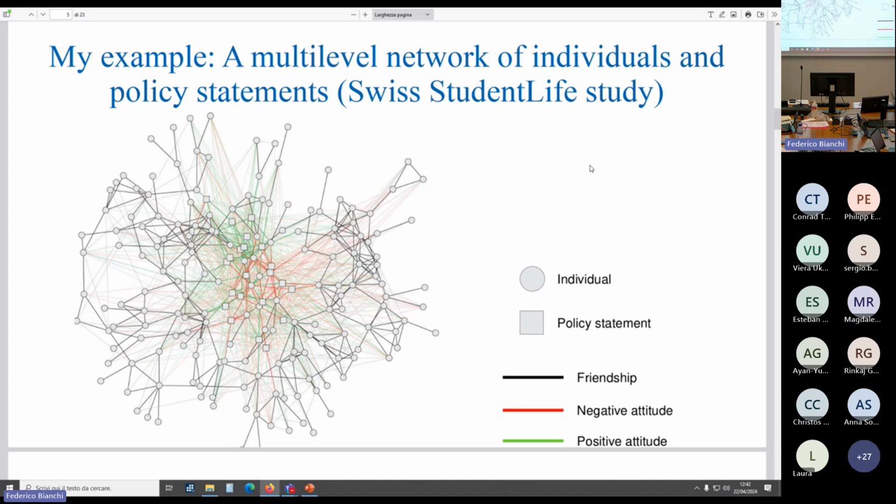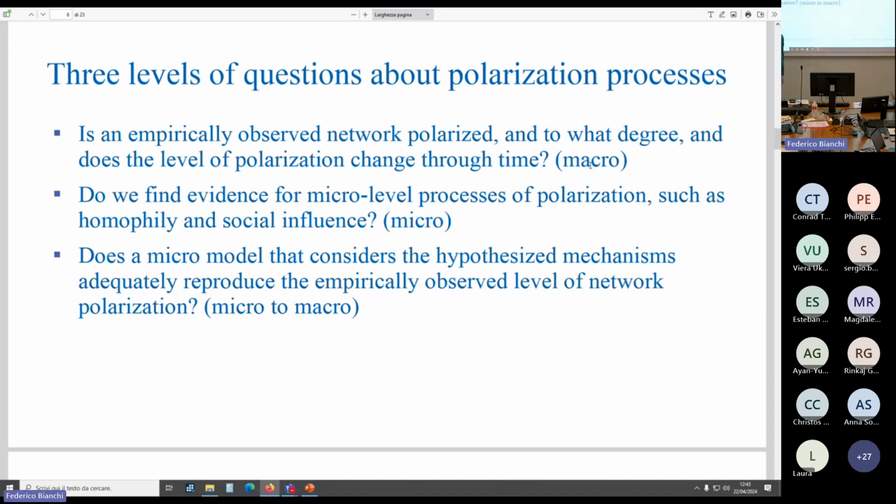We're looking at these two networks, or actually 3 networks. We have students and their friendship ties, and then students and their positive or negative attitude relations with those policy items. We look into this as a dynamic network model from a dynamic perspective. But what we can say is that we do not only have questions on the micro level, we actually have questions potentially on 3 different levels.